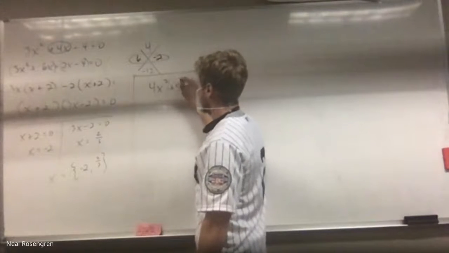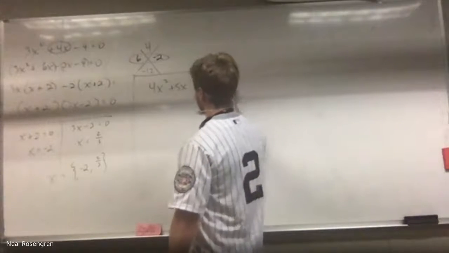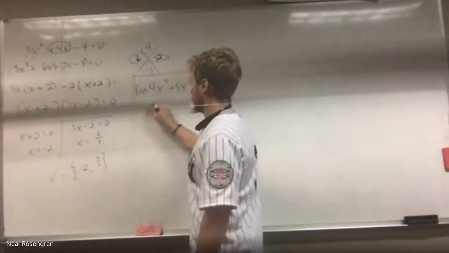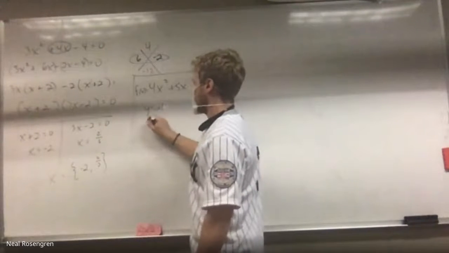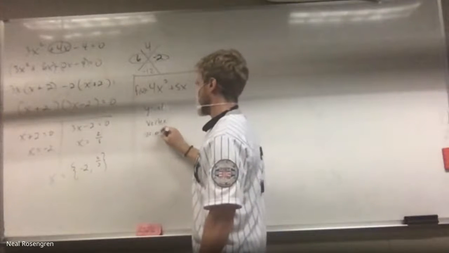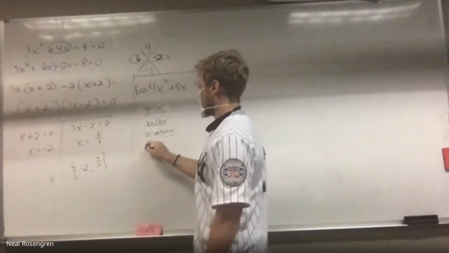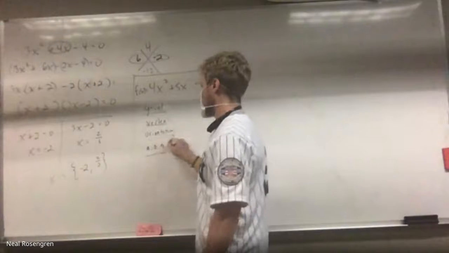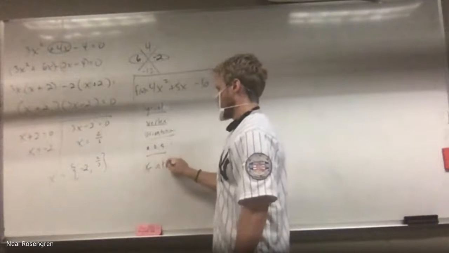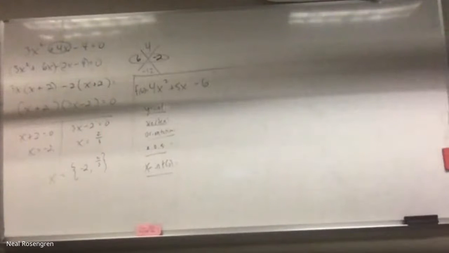Plus 5x minus 6. And let's do it all. You know what? Let's call this f of x. Okay? Find it all. Find the y-intercept. Find the vertex. Describe the orientation. The axis of symmetry. And then lastly, find any x-intercepts. Take a couple minutes. See if you got it.